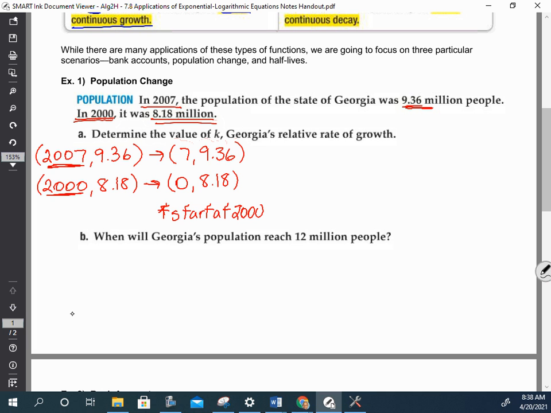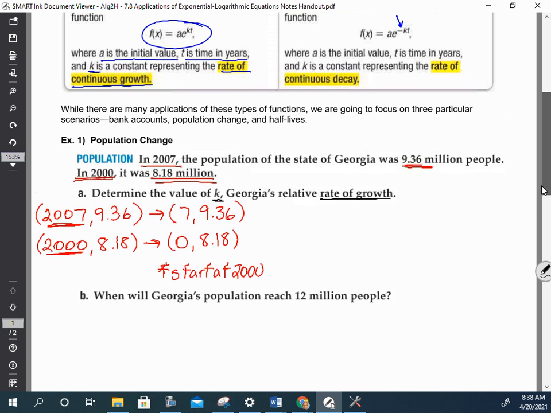All right, so now we can start to solve the problem. So they want us to find k, the rate of growth. So since they're talking about a rate of growth, we know what formula we have to use now. So y equals a e to the kt power. That's the formula we have to use.